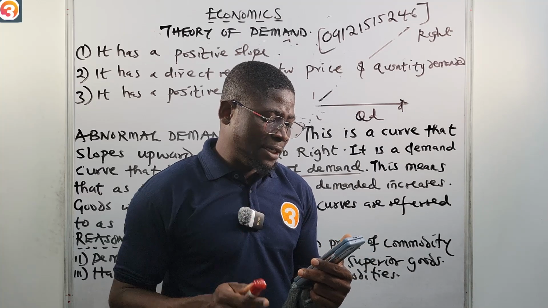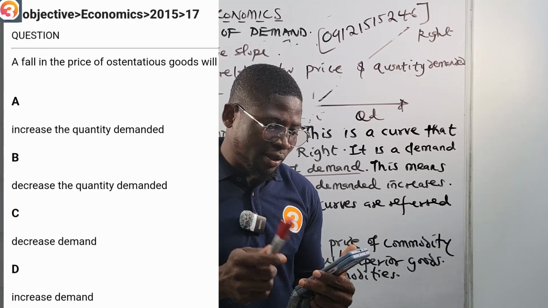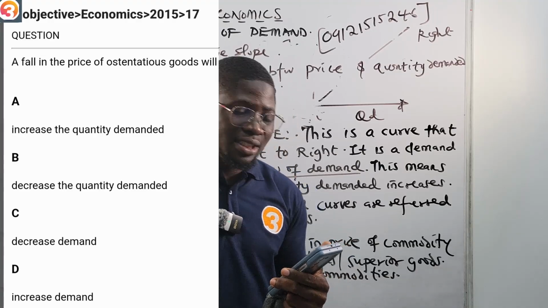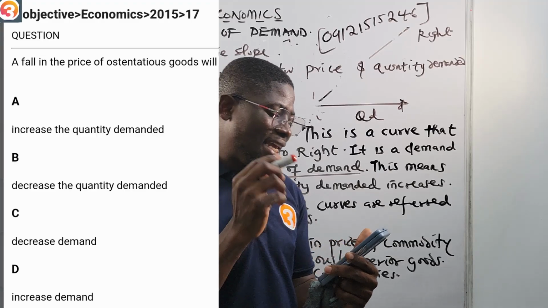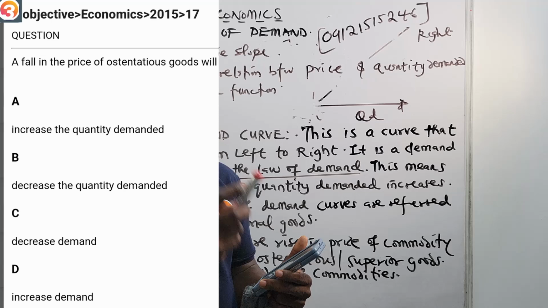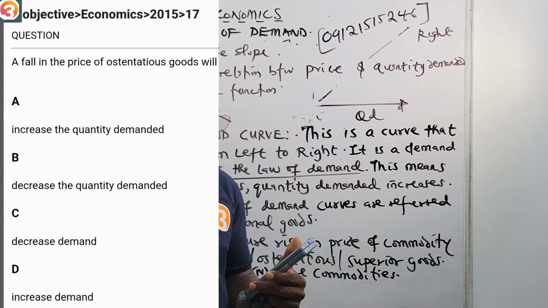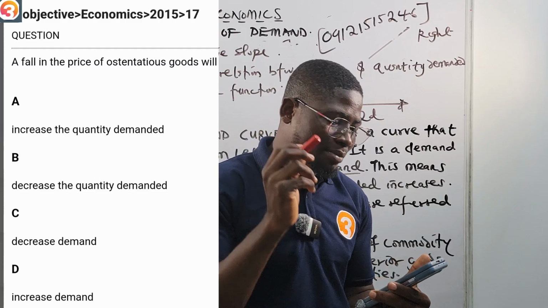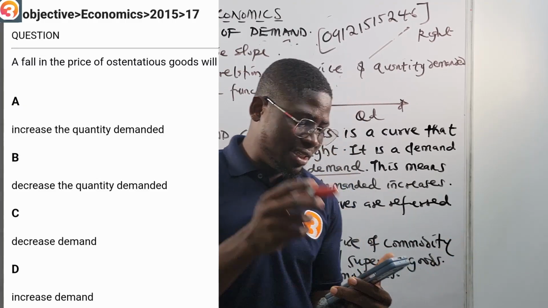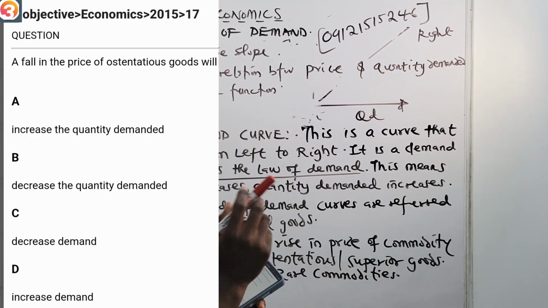2015 number 17. They say a fall in the price of ostentatious goods will A, increase the quantity demanded. B, decrease the quantity demanded. C, decrease demand. D, increase demand. Okay, so let us see that.